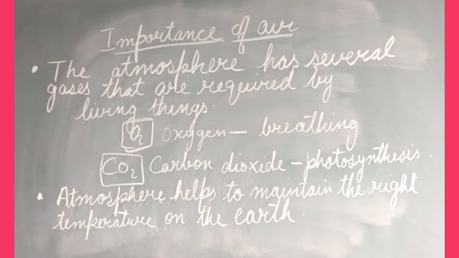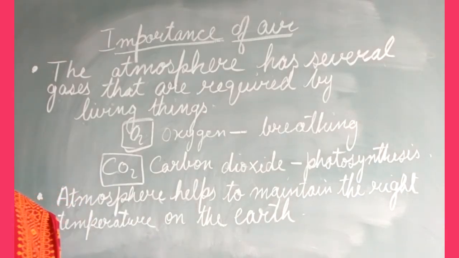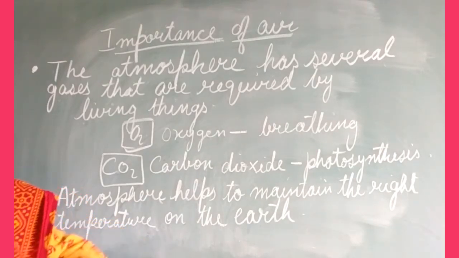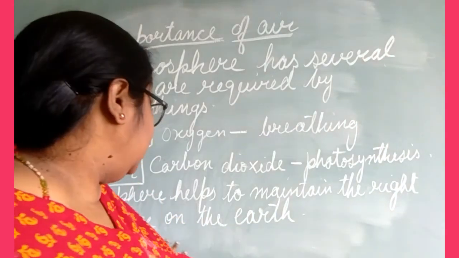So what does it do? It helps to maintain the temperature on the earth. How? It prevents the earth from getting overheated by absorbing a large part of the heat from the sun. Next, it prevents the earth from getting too cold at night by returning the sun's heat. So it is important for maintaining the right temperature.